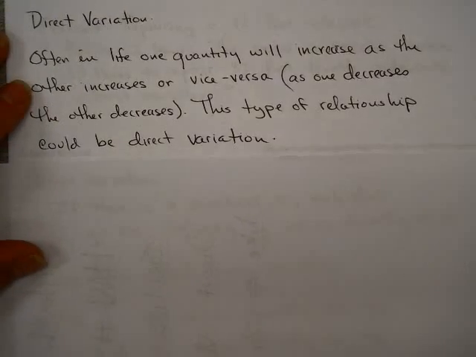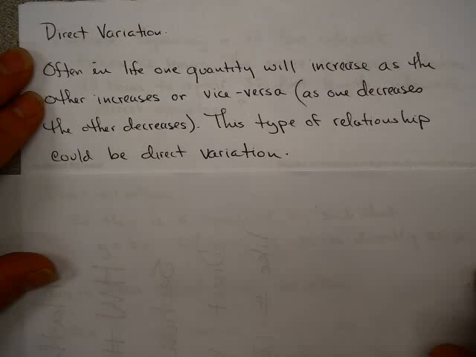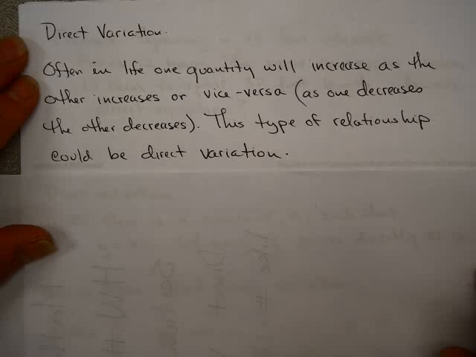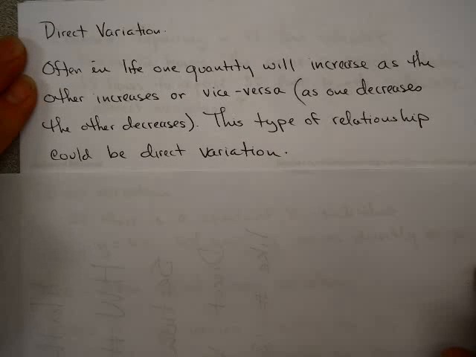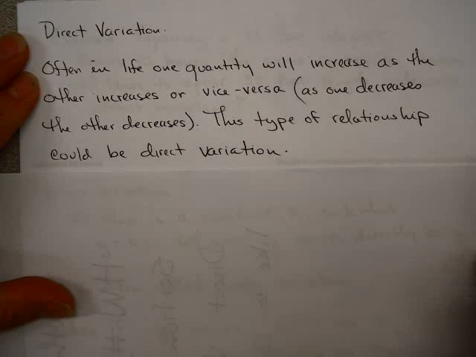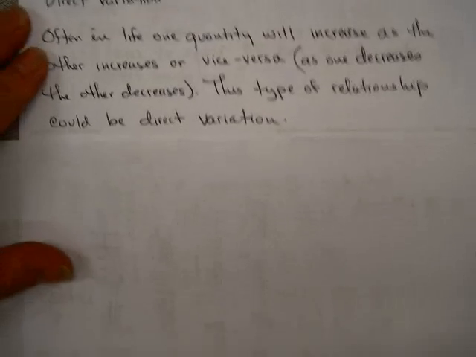Often in life, one quantity will increase as the other increases, or vice versa, as one decreases the other decreases. For example, think about buying gas for your car. The more gallons of gas you buy, the more it will cost you, right? And the fewer gallons of gas you buy, the less it will cost you. This type of relationship is often called direct variation.